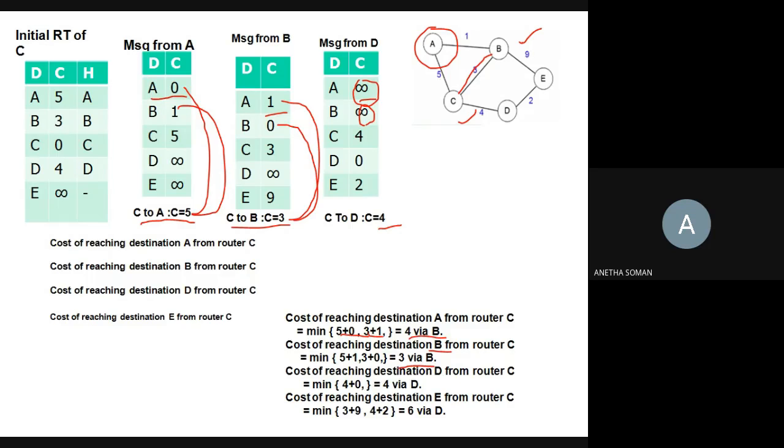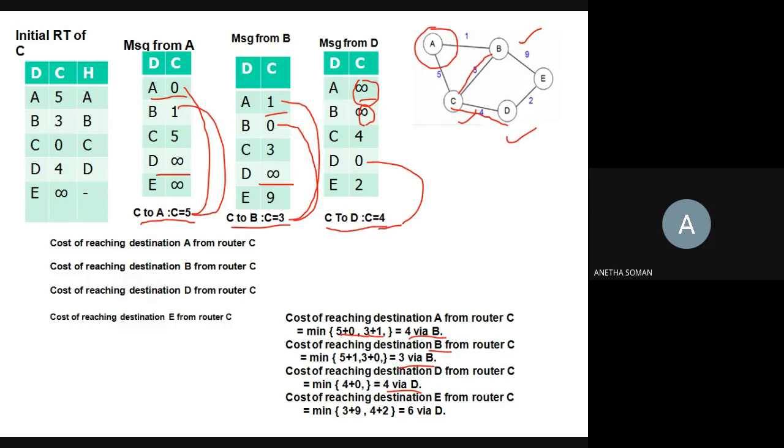Right? Now, the third one is the cost of reaching destination D from router C. Now how can I find it out? From A, the message I got, my aim is I have to reach my destination D. Here it is infinity, so no need to calculate. Here also it is infinity, so no need to calculate. Now lastly, I have got a message from D. You know what is the fixed cost from C to D? This will be equal to 4. So that 4 plus 0 will get added and you will have 4 via D. So my destination is D, and I can reach it from router C with a cost of 4.